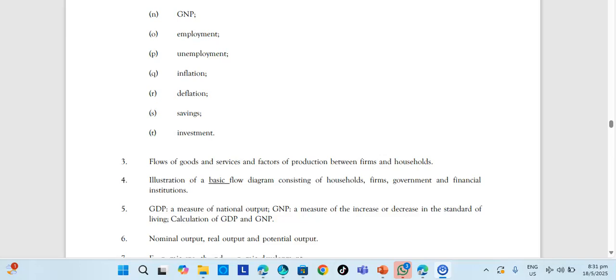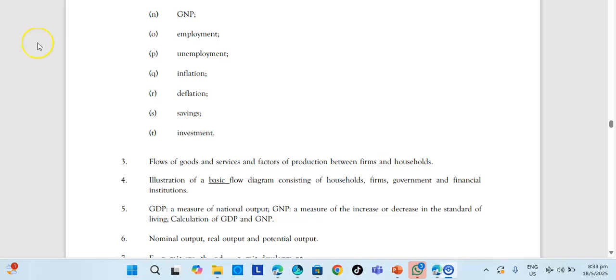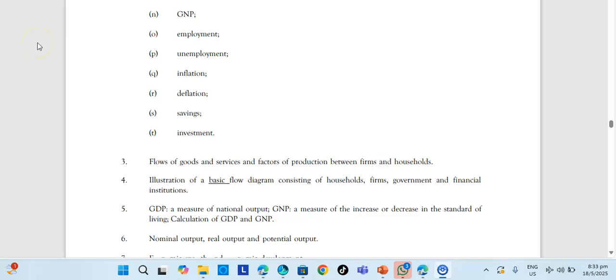Now, there are two main flows. We have the flow of goods and services, and we have the flow of factors of production. The flow of goods and services goes from firms to households. Firms produce goods and services and then sell them to households, and this is how consumers get the products they need. For example, Grace Kennedy sells food products. The households buy and consume them.